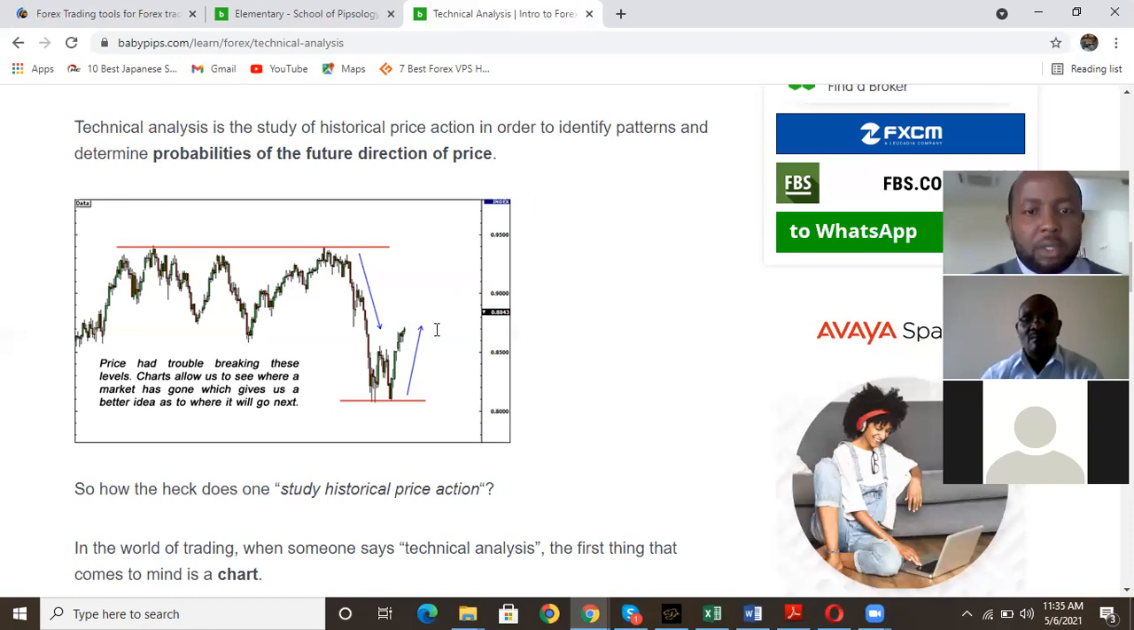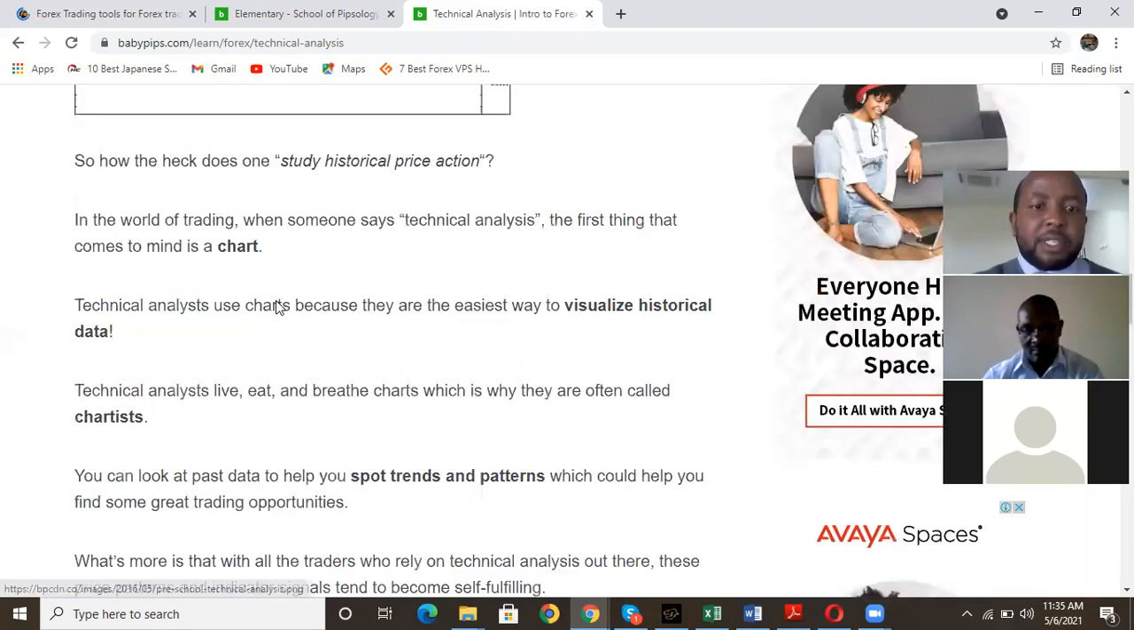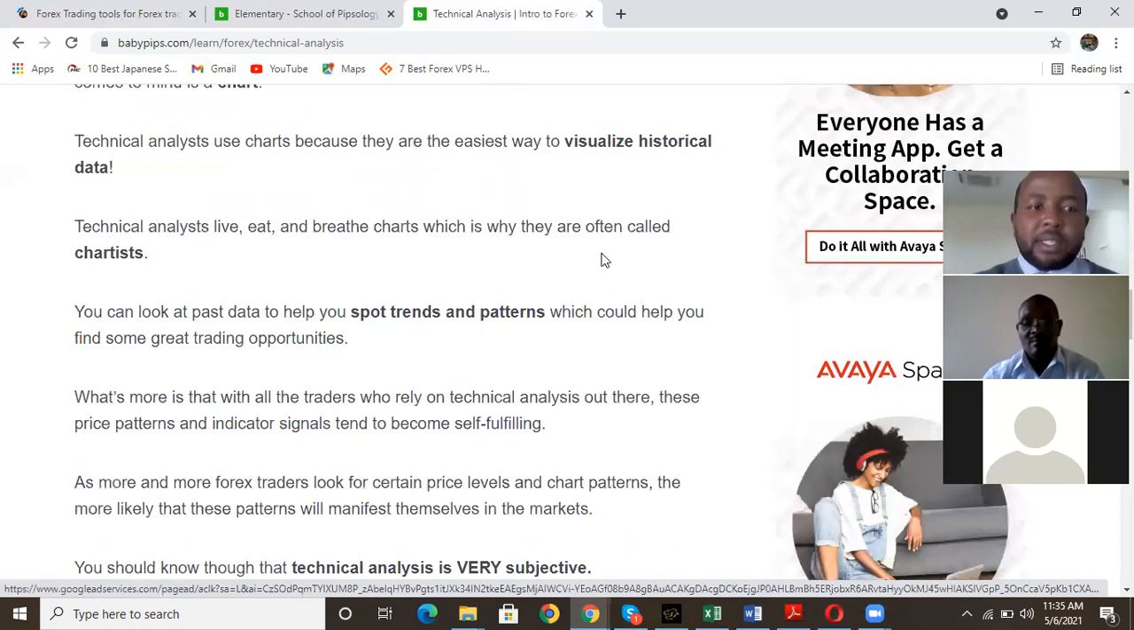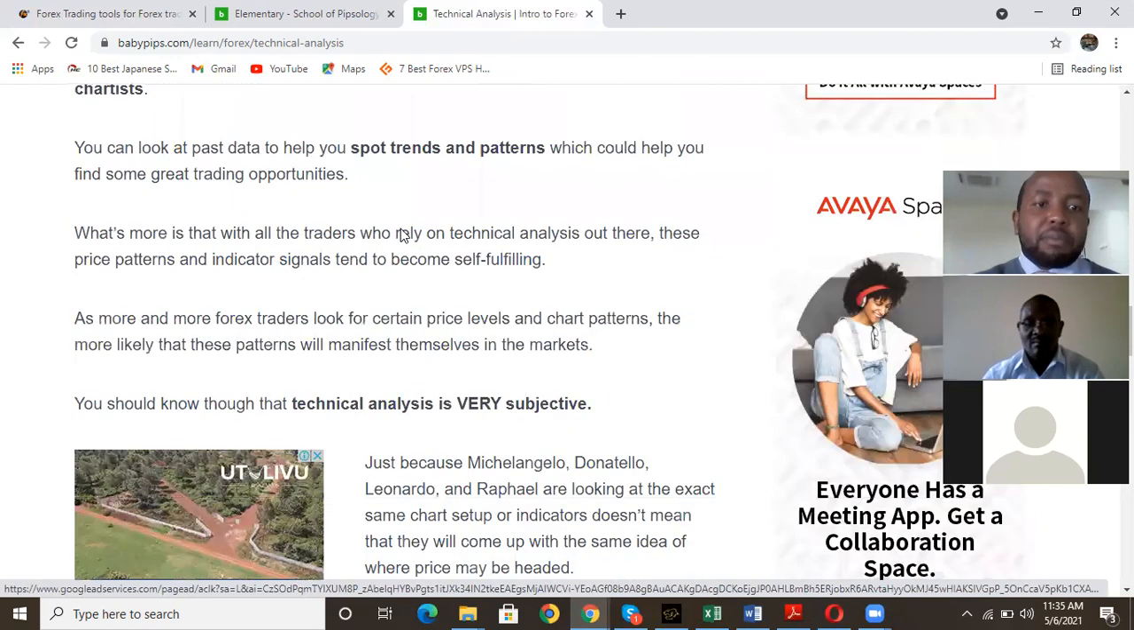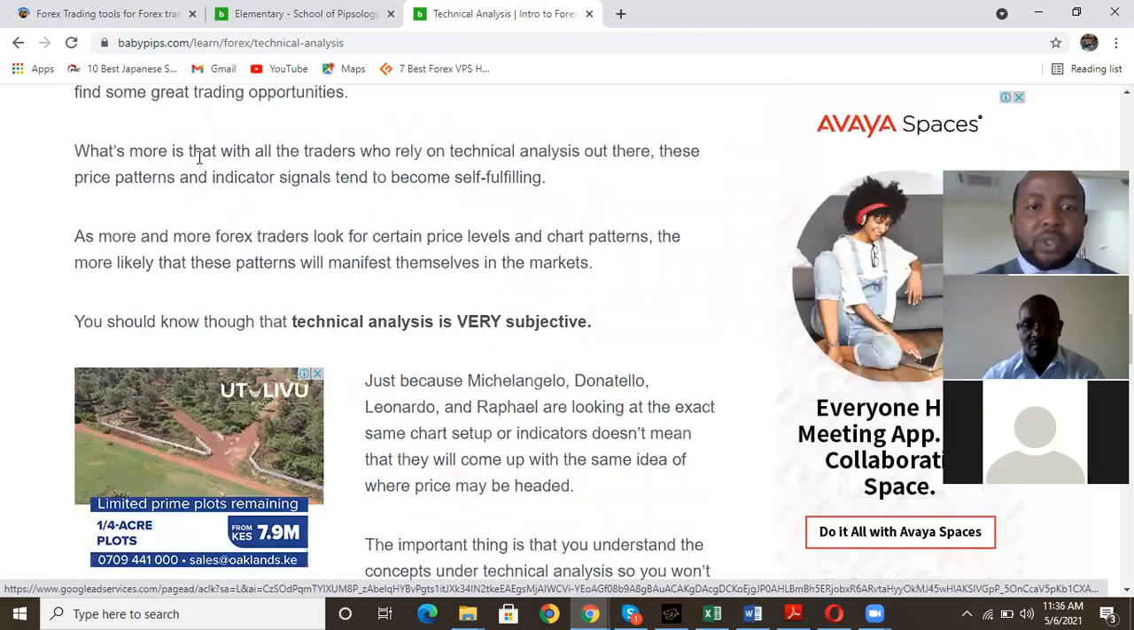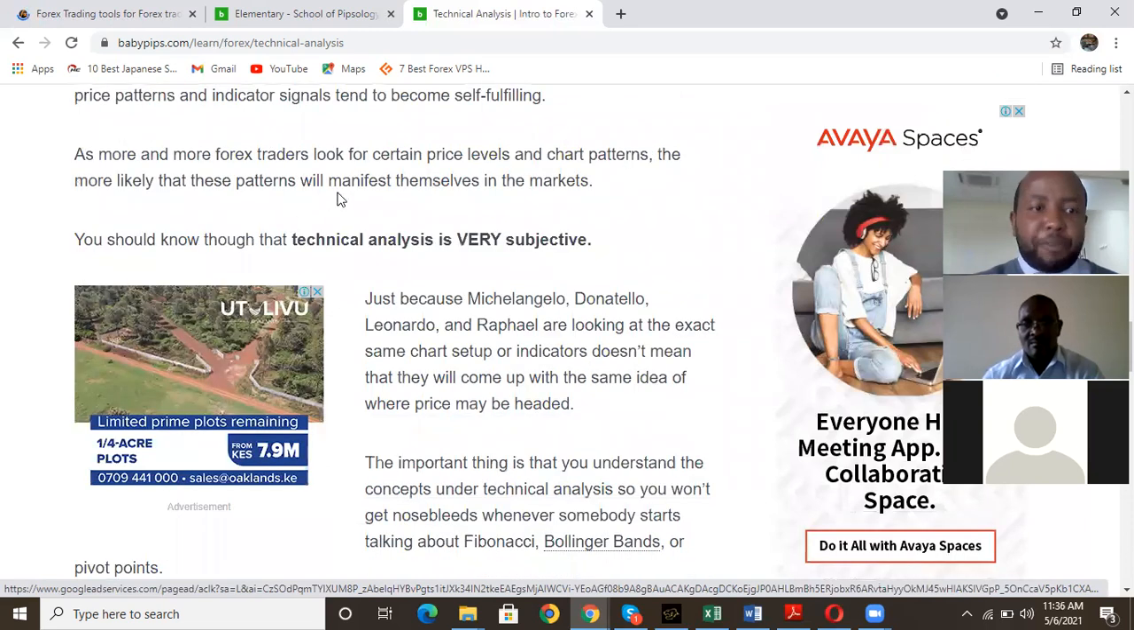So in the world of trading, when someone says technical analysis, the first thing that comes to my mind is the chart. Analysts use charts because they are the easiest way to visualize historical data. And technical analysts live, eat, and breathe charts, which is why they are called chartists. So you can look at past data to help you spot trends and patterns. What's more is that with all the traders who rely on technical analysis out there, these price patterns and indicators tend to become a self-fulfilling prophecy. The more traders look for certain price levels and charts, the more likely it is that these patterns will manifest themselves in the market.